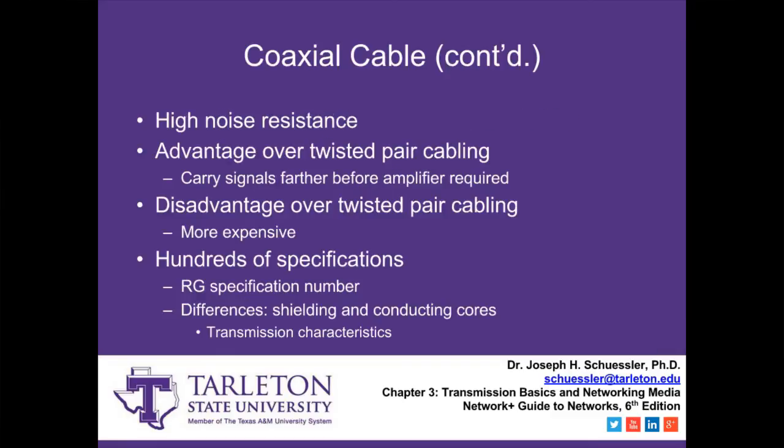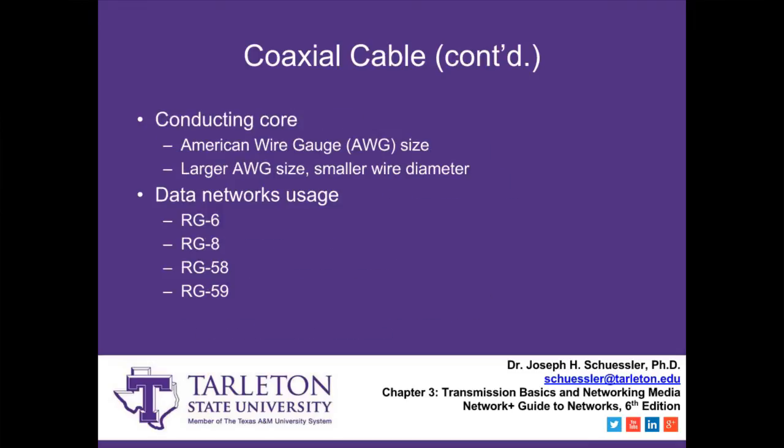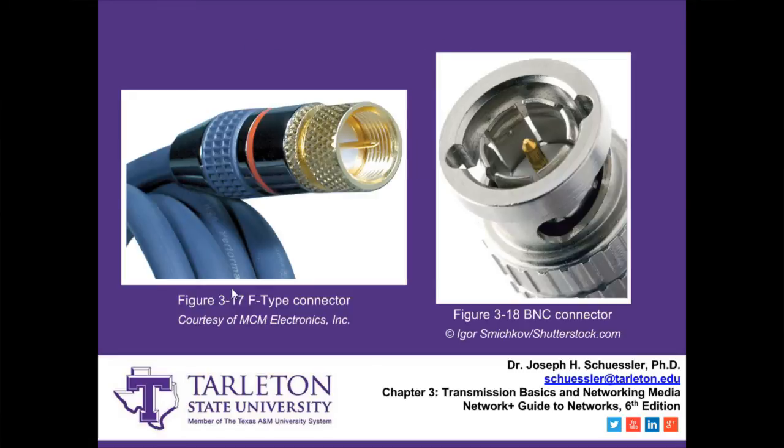But it has some pretty good throughput. So it's highly noise resistant and has advantages over twisted pair cabling. It does have disadvantages too. It costs more. It's also more difficult to work with. It doesn't bend as easily. Hard to make corners and stuff like that. And there's lots of different specifications, so not all cabling is the same. Some of the basic data usage cables that you'll see are RG6, 8, 58, and 59. And there's an example of what that cable might look like in terms of the connectors. So it's an F-type connector and a BNC type connector.